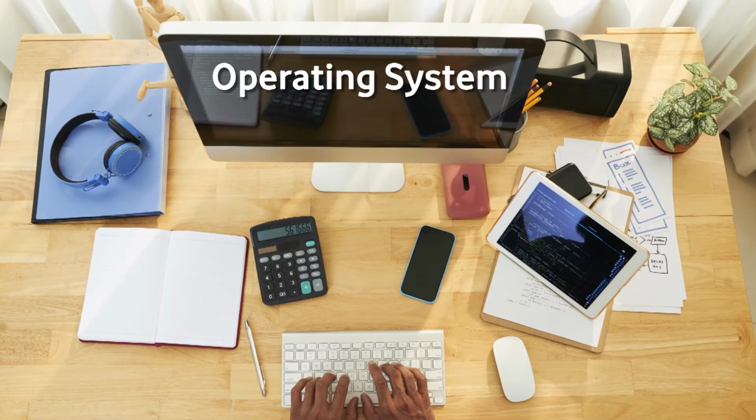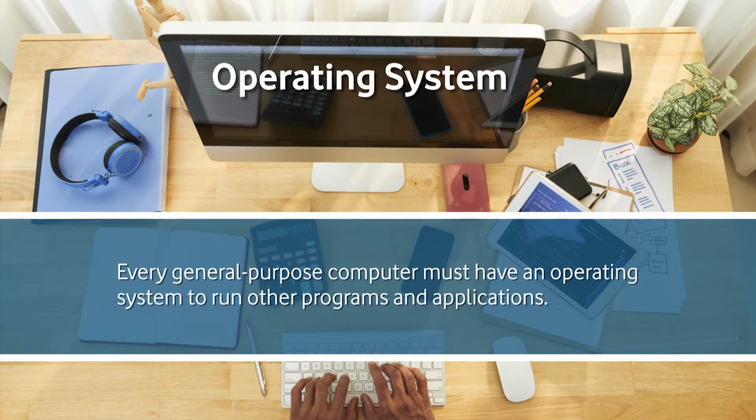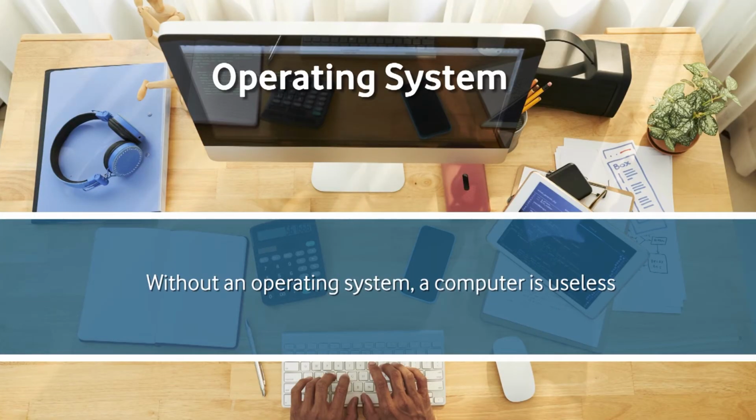Now, let me focus a little more on the operating system. Once again I will say, the operating system is the most important program which runs on your computer. Every general purpose computer must have an operating system to run its programs or applications, because the operating system manages the system activities, whether hardware or software components, from the booting process to allocating different jobs, processing different application activities, and managing files and memory. All those things are managed by the operating system, and without an operating system a computer is useless.